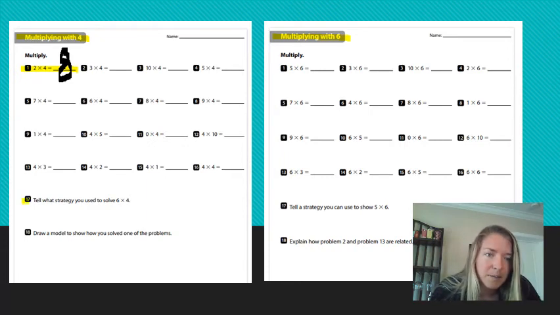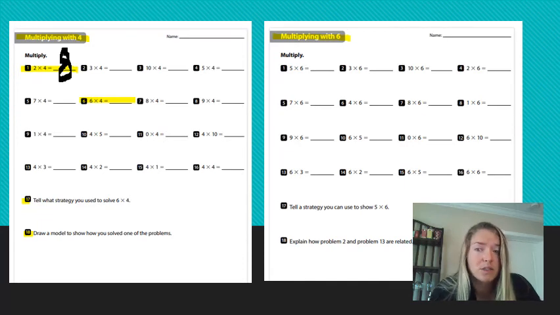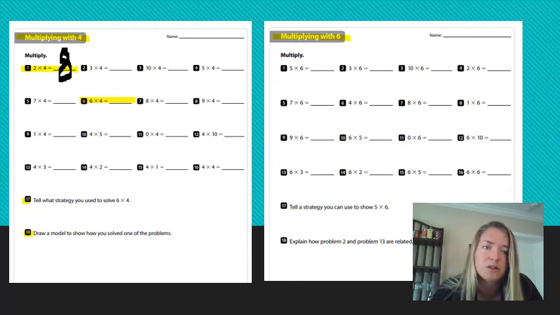Okay, the next, we're going to skip the rest of this, and we're going to go down here to where it says number 17 and number 18. You're going to complete the rest of the workbook page on your own, the rest of the packet page. Number 17 says tell what strategy you used to solve 6 times 4. So you have number 6 right there. You're just going to write down what strategy you use. Did you draw an array? Did you skip count? Or did you draw a model? Just tell me what strategy you used.